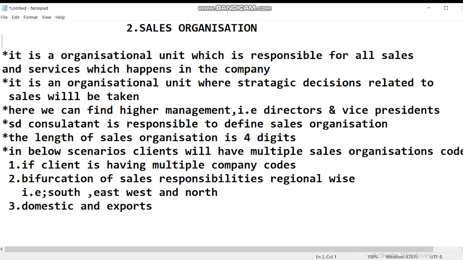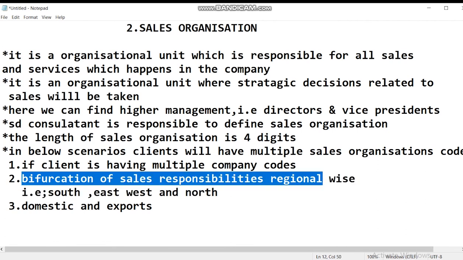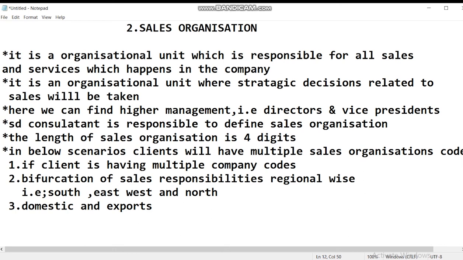And the second one is bifurcation of sales responsibilities regional wise. For example, there is a company Tata, the main branch is located in Delhi, but they have to sell their goods across the country. Then they maintain different sales organizations, like in Chennai they will maintain a sales organization, and on the eastern side like Mizoram. So when you maintain regional wise, definitely you will have to maintain a regional wise sales organization, like Chennai sales organization, Maharashtra sales organization, and Mizoram, etc.